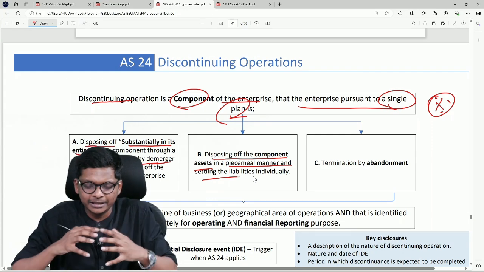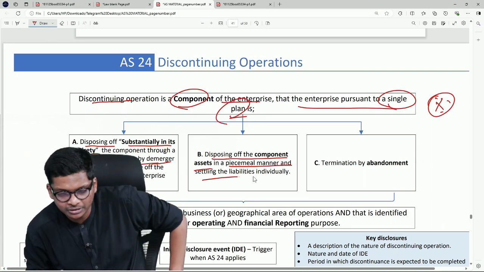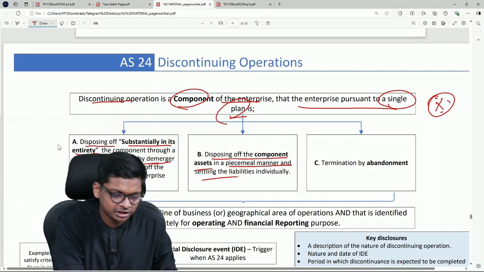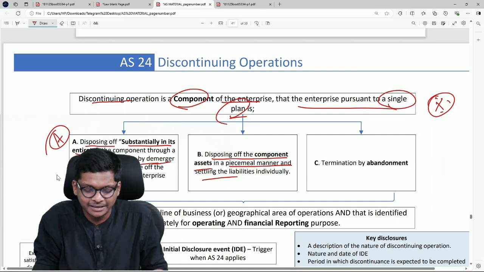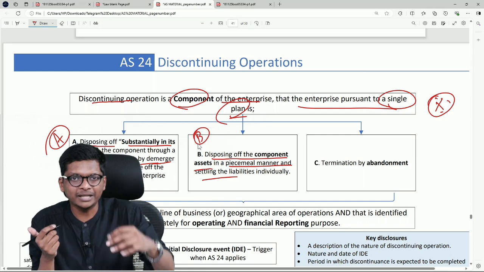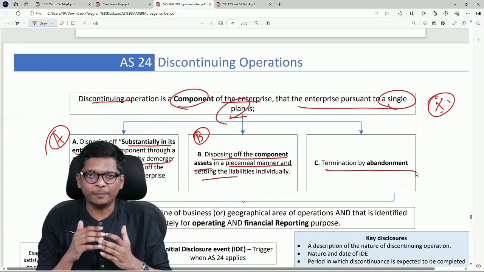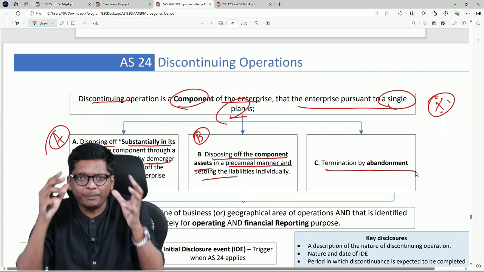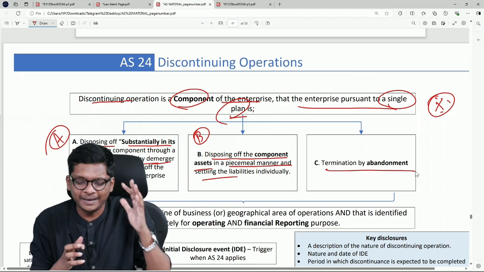I cannot sell the whole bike as such, so one part I am selling. Imagine you have a bike, selling the whole bike as such is point A. I can't sell the whole bike, so one piece I am selling here and there, that is point B. Nobody is buying that bike, throw it, abandon, termination by abandonment. So discontinuing operation basically means in a single plan, whole business is sold or part of business is sold on different days, or termination by abandonment.